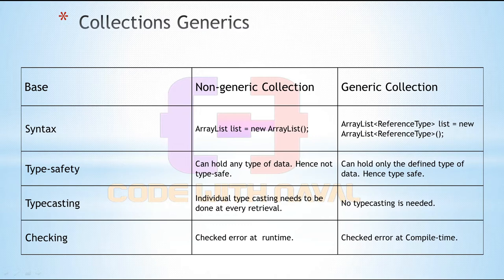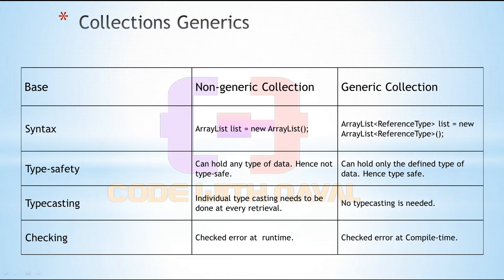Generic does not require typecasting, because a generic collection already knows that it can hold only a single type of data. That's why typecasting is not required. Then the error is checked at runtime. A non-generic collection can hold any type of data, and this typecasting error is checked at runtime. It's not checked at compile time.